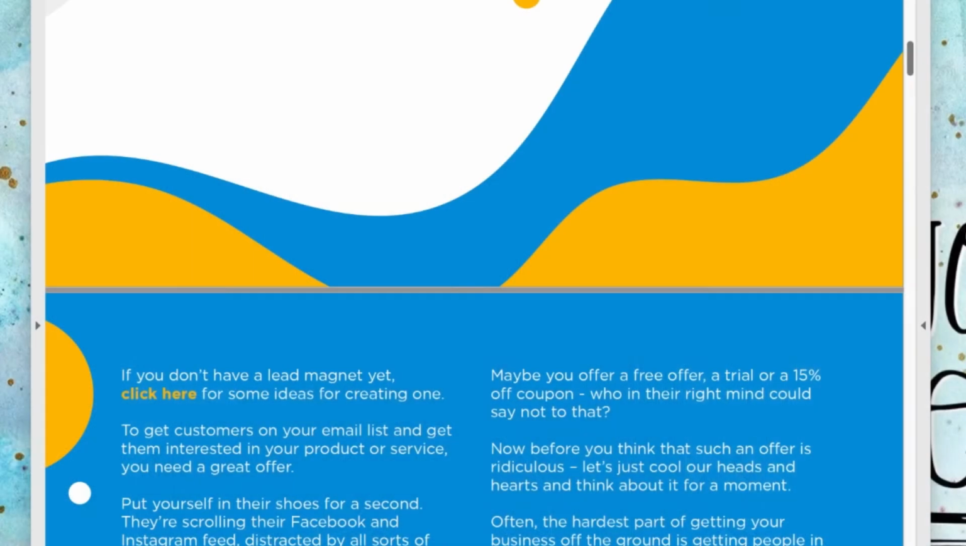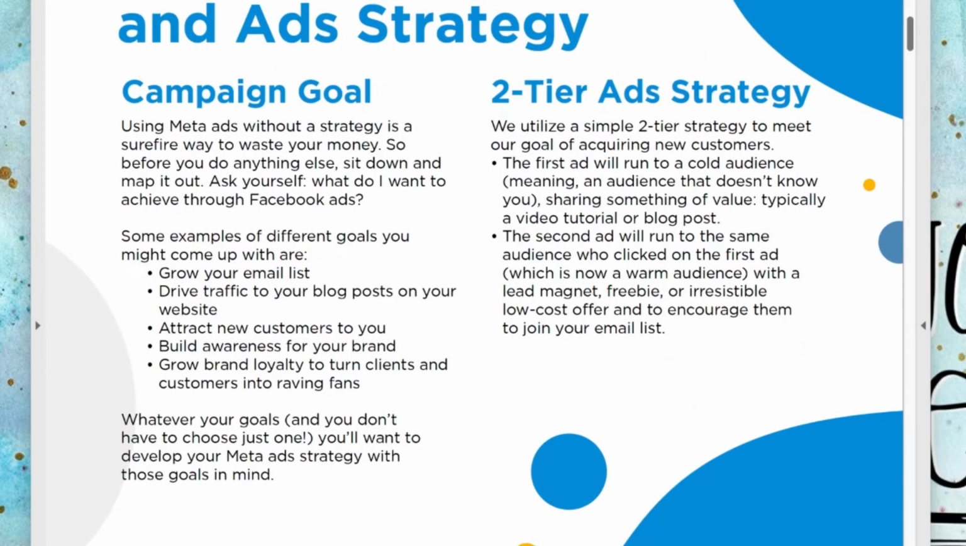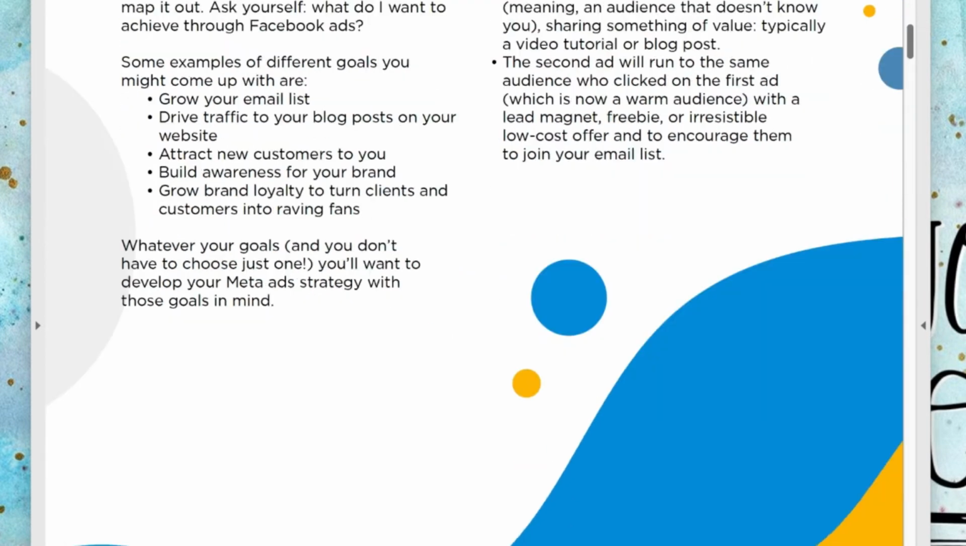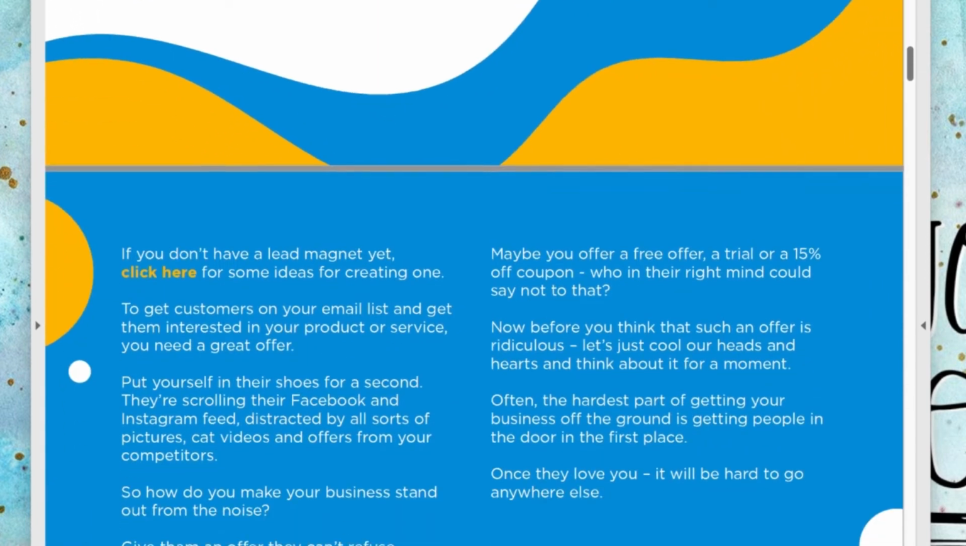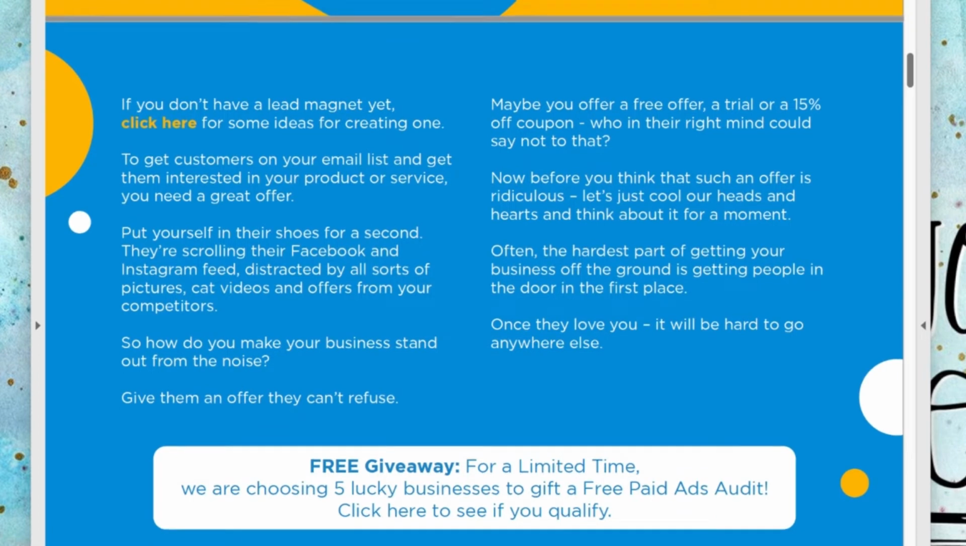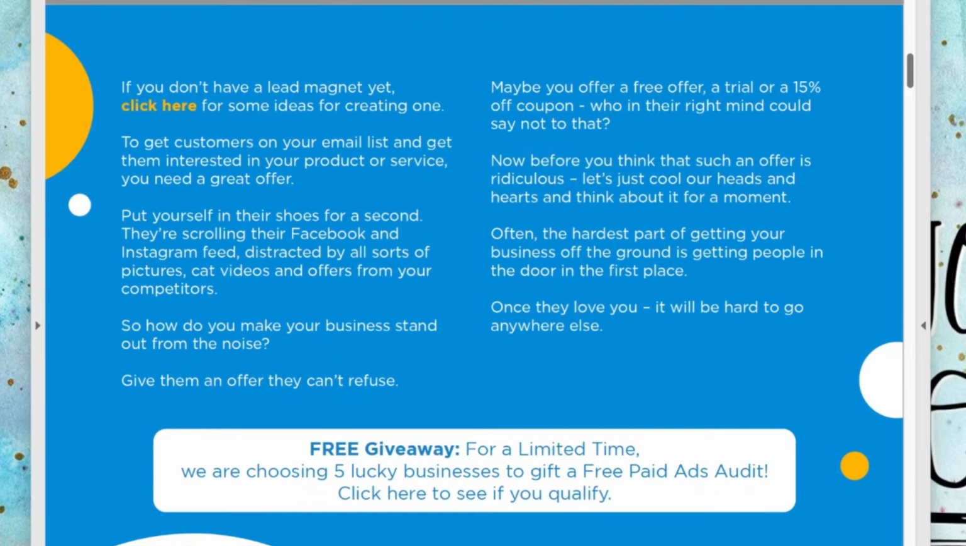So let's go back to the CAP here. We've established our campaign goal, what we want to accomplish. We have our 2-tier ad strategy. Now let's talk about lead magnets, right? If you don't have something of value to give your audience, you need to create something. And what is a lead magnet?